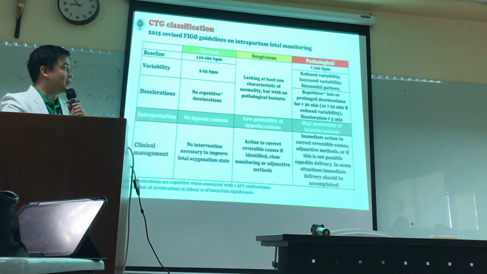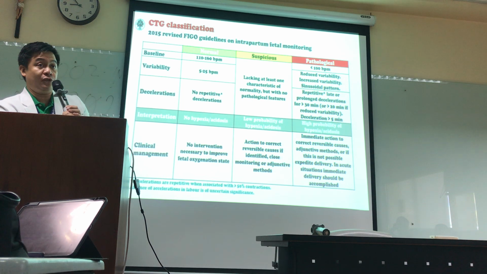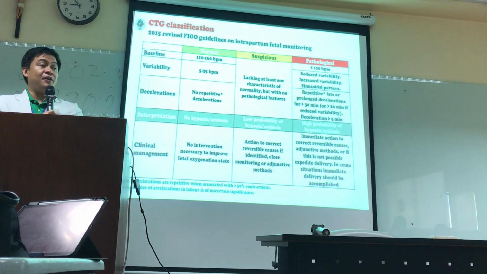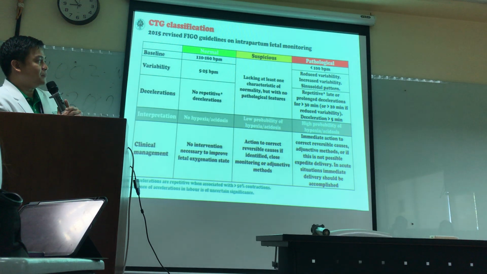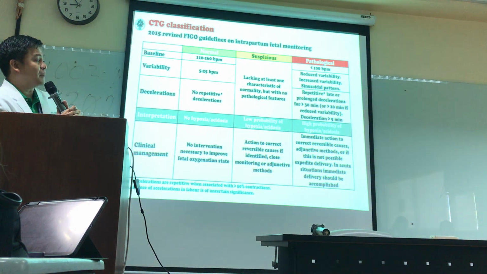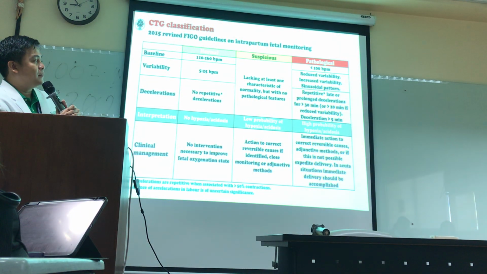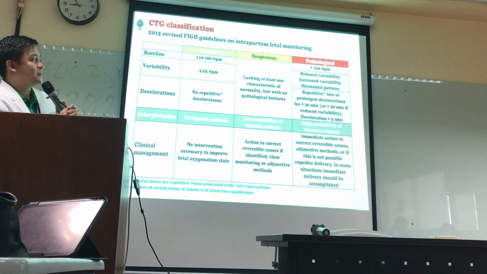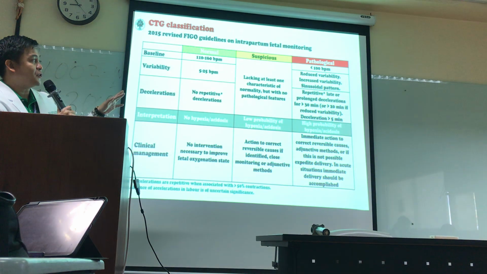For suspicious, there is lacking at least one characteristic of normality, but with no pathologic features. Okay, so suspicious if there is decreased variability or if there is increased variability, no? If there is, what else? Kung ano pa yung mga magiging suspicious. If there is tachycardia, bradycardia, no? So, suspicious siya.